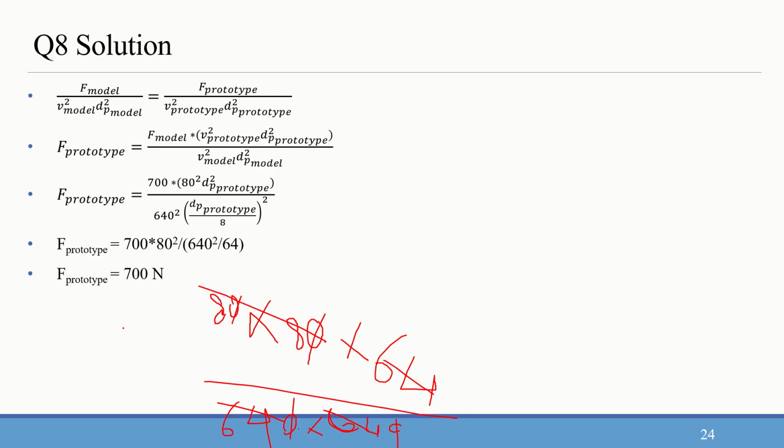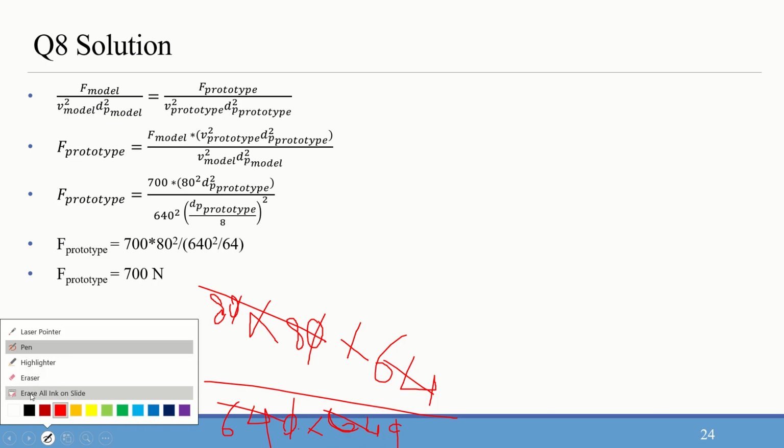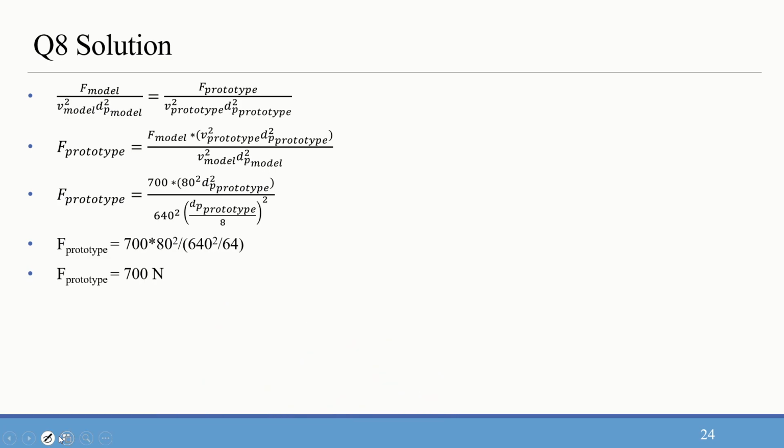So in this case, the prototype and the model both have 700 Newton. Because of dynamic similarity, it is getting satisfied. So that is the thing for this particular question. We were asked to find the drag force on the prototype. In the previous problem we calculated the velocity of the model and prototype, everything, and now we are given the model force, which is 700 Newton.